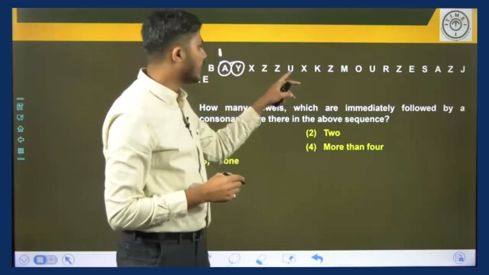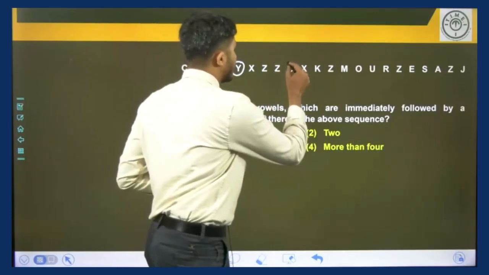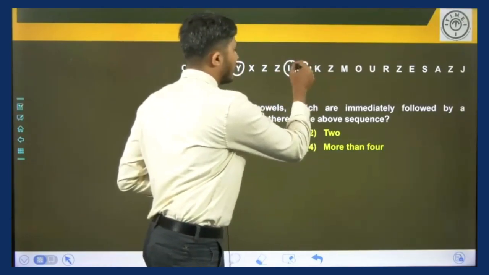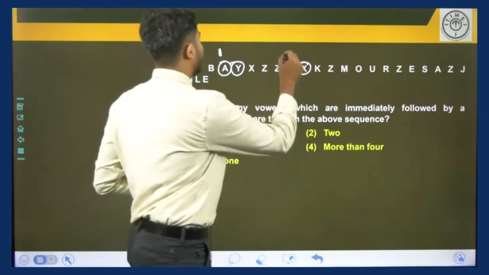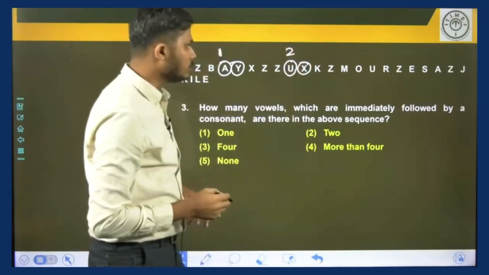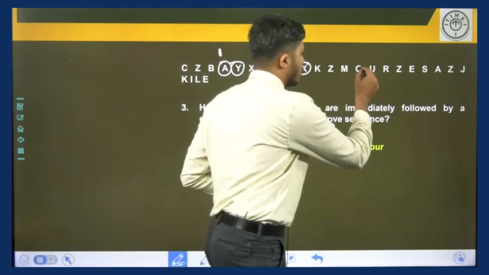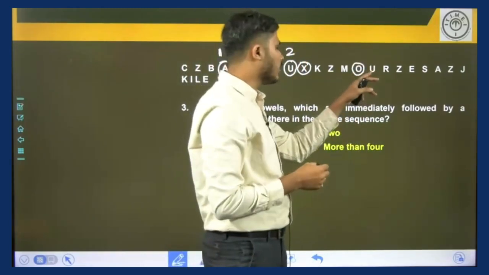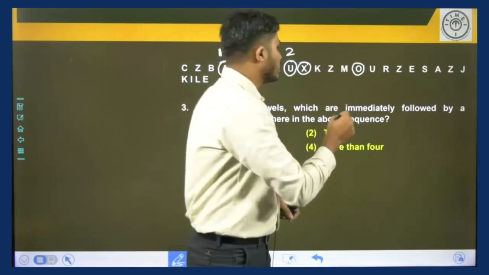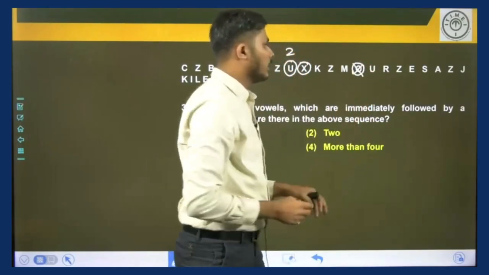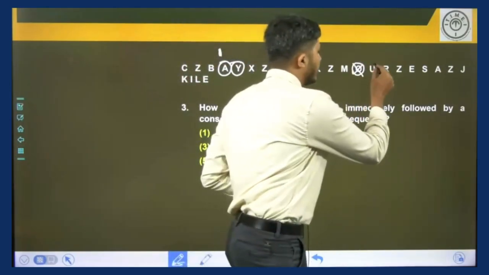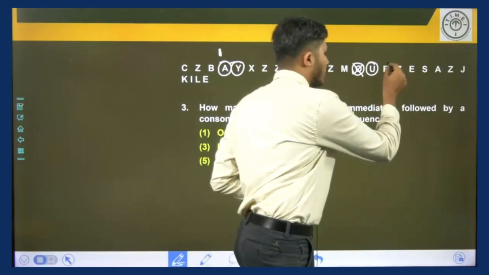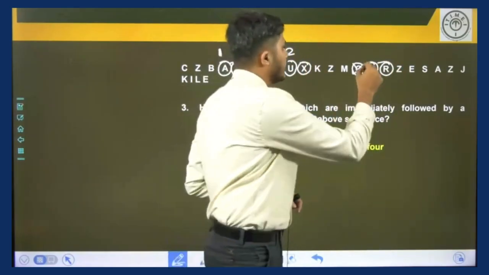So now let's look at the U. U is also immediately followed by a consonant. So this is second. Now the next, which is O, is not immediately followed by a consonant, it is followed by a vowel itself. So this is not counted. Now the next U here is immediately followed by a consonant, and this is counted.